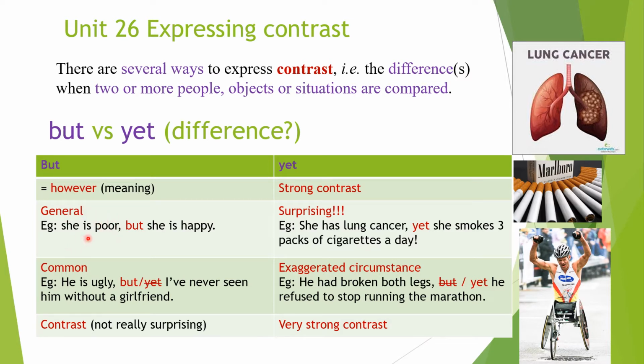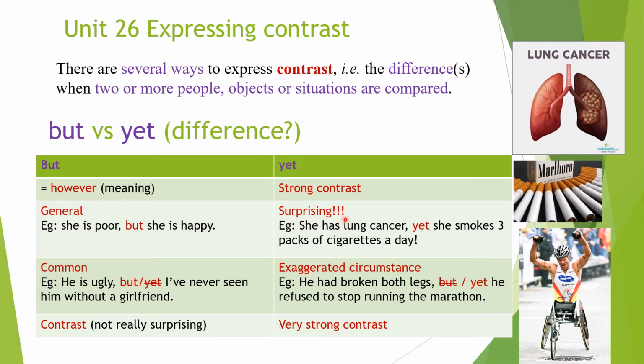For example, she is poor, but she is happy. So you can be happy even though you are poor, right? So you are contrasting. Usually people think that when you're poor you can't be happy, but even though she is poor, she can be happy. All right, so this is a more general case.